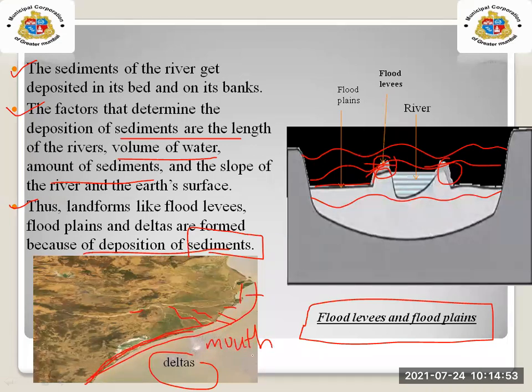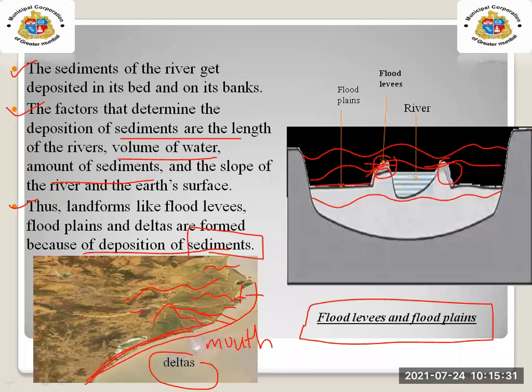In the lower course of the river, the flow of the river is very slow, but the volume of water has increased. Sediments brought with the flow get deposited in the river bed itself, and the flow of the river gets divided into many channels. See, the small channels you can see like this. Through this, the river gets divided into many channels. These are known as the distributary channels.